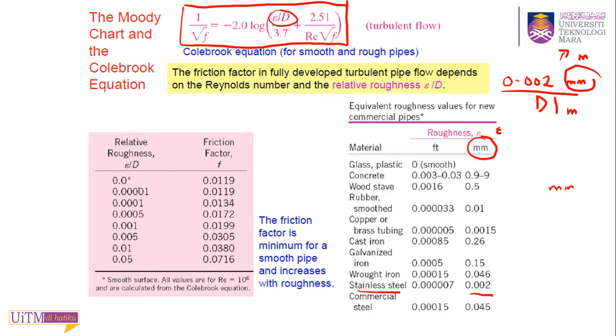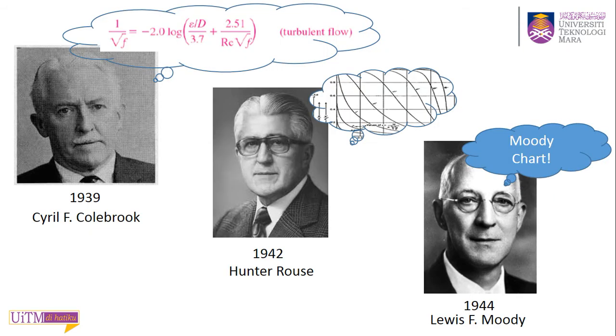So when you get this value, you can plug it into the equation, and since you know your Reynolds number, you can find your friction factor. But this way is quite complicated, because you need to play around with this equation. So that's why two other researchers, Hunter Rouse and Lewis F. Moody, tried to simplify this equation.